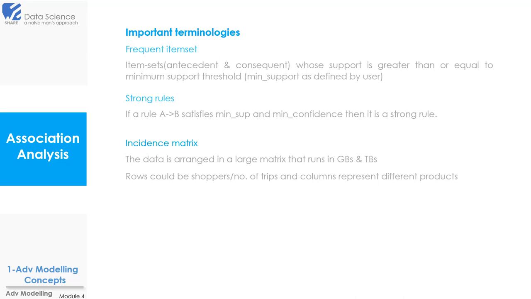Then we have the incidence matrix. The data that we use here is arranged in a large matrix called an incidence matrix. Now the data is so huge that it runs into GBs and TBs. For example, rows could be shopper, number of trips, and columns could represent different products, etc. So if we have data that has such information, that will be called an incidence matrix.